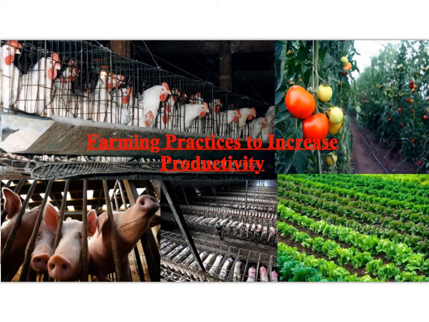This video is looking at farming practices to increase productivity. We've already seen a video on productivity and food chains and food webs and how energy is transferred through the ecosystem. This is how farmers can try to maximise those energy efficiencies, trying to keep the efficiency as high as possible and the losses as low as possible.